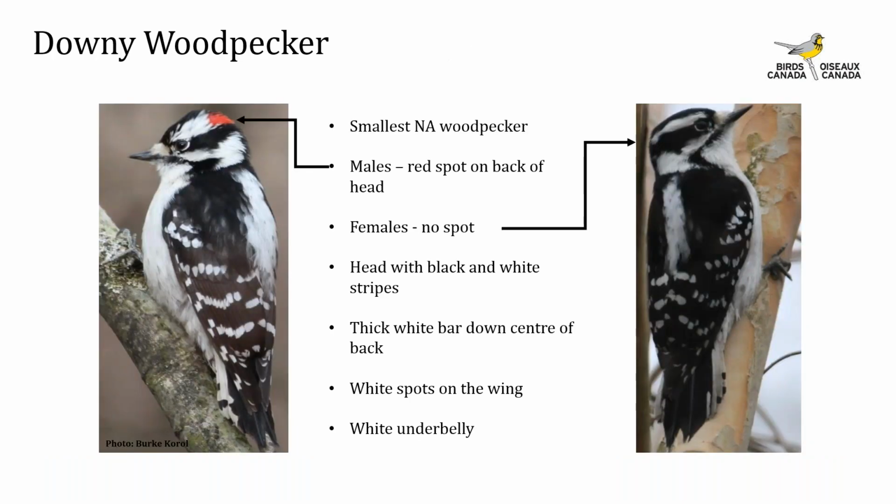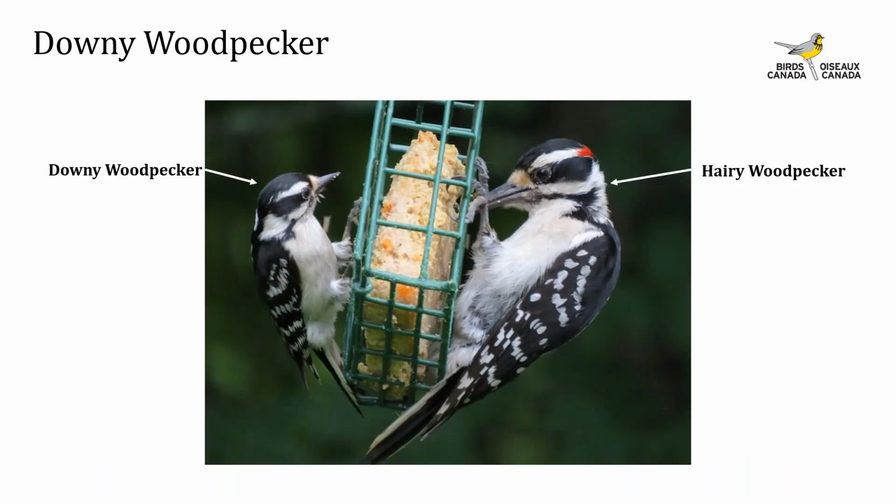So our smallest and most widespread woodpecker in North America is the downy woodpecker. The males have a red spot on the back of their head and the females do not. They have a black and white striped head and white spots on their wings and have a thick vertical bar down the center of their back. Their bellies are also completely white. The hairy woodpecker and downy woodpeckers are sometimes confused. The markings on the two birds are very much the same. However, the hairy woodpecker is about twice the size of the downy woodpecker, and they have this large, thick, stout, long bill.